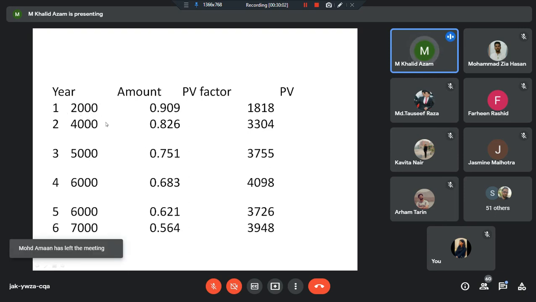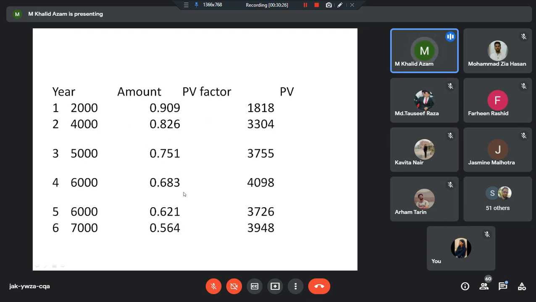In the first year 2000, second year 4000, third year 5000, fourth year 6000, fifth year also 6000, sixth year is 7000. It may be, it would have been 1000 also. So the amounts are different. The present value factors are also different for the different periods.